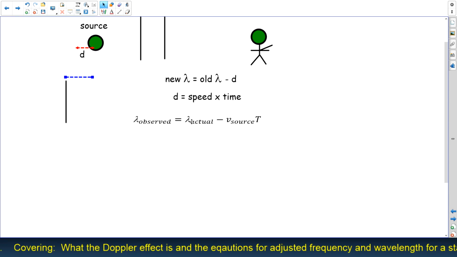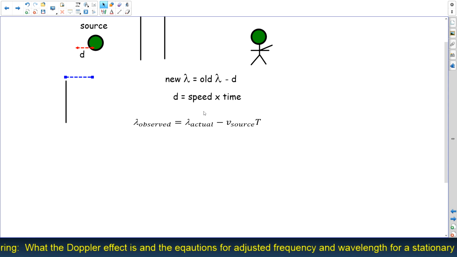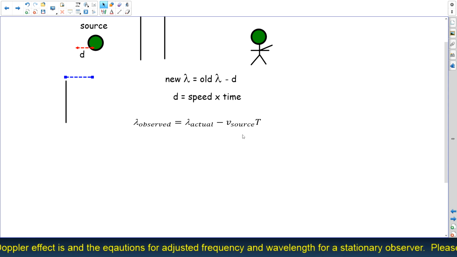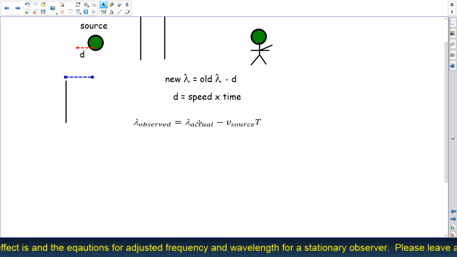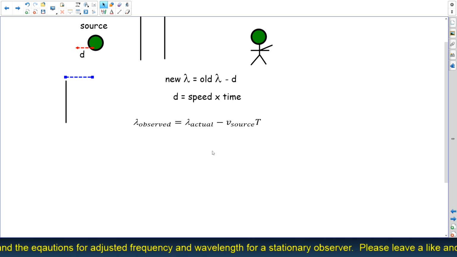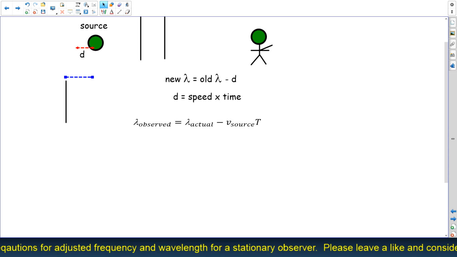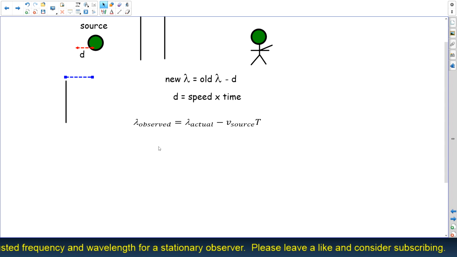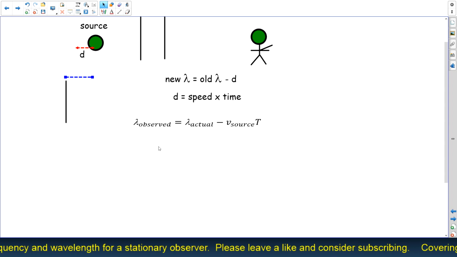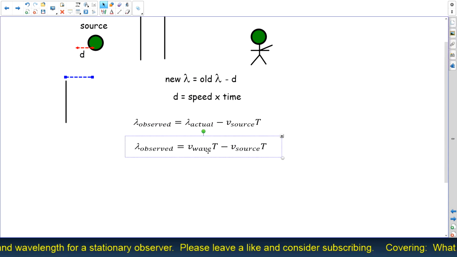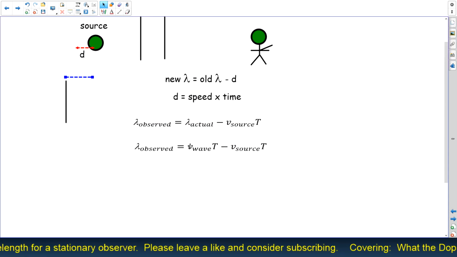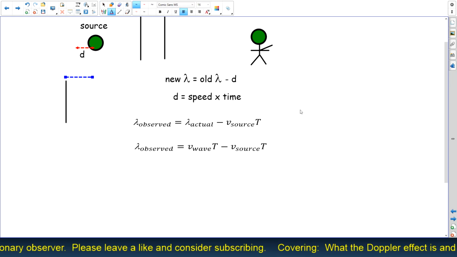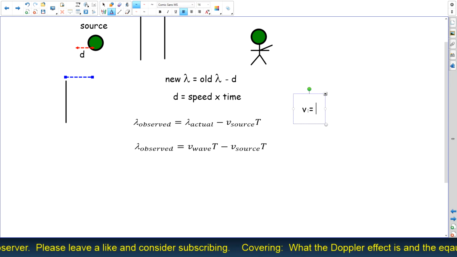Okay, from here on, it's just maths. We have now, this is what the Doppler effect is. And we can work with that. If we know lambda observed, we know the velocity of the source, and we know the time period between them, we can actually work out what the original wavelength was. But we probably don't know that. So we'll want to put this in terms of other things. Okay, so we can write that as lambda observed equals V wave times T, because, and we'll just show you why that is, V equals F lambda.